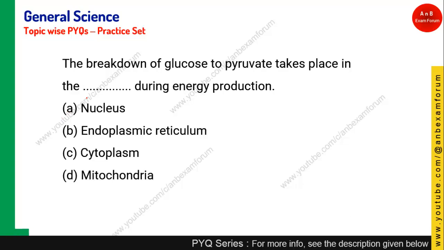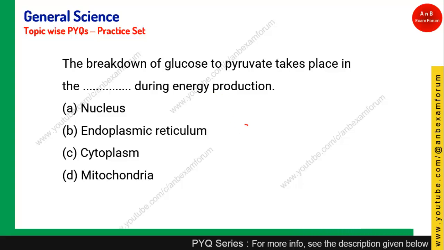The next one: the breakdown of glucose to pyruvate takes place in dash during the energy production. So we have seen the glucose, that is a 6 carbon molecule, is converted into pyruvate, which is basically a 3 carbon molecule. It happens in the cytoplasm of the cell. Afterward it enters into the mitochondria, where 3 cases are there.